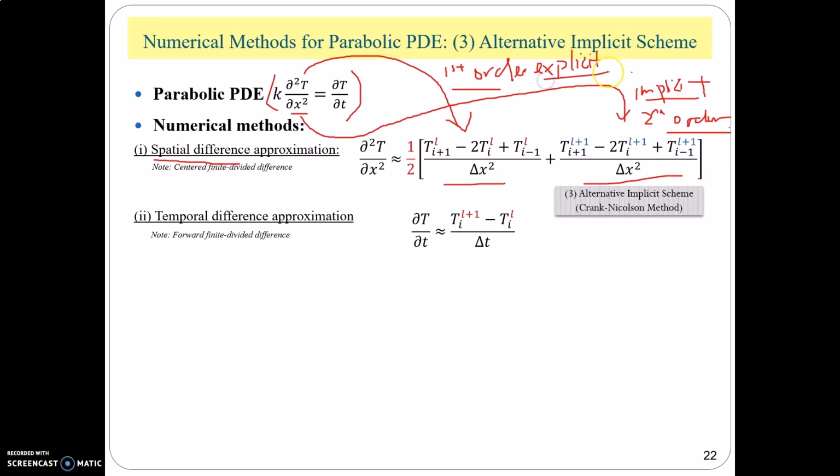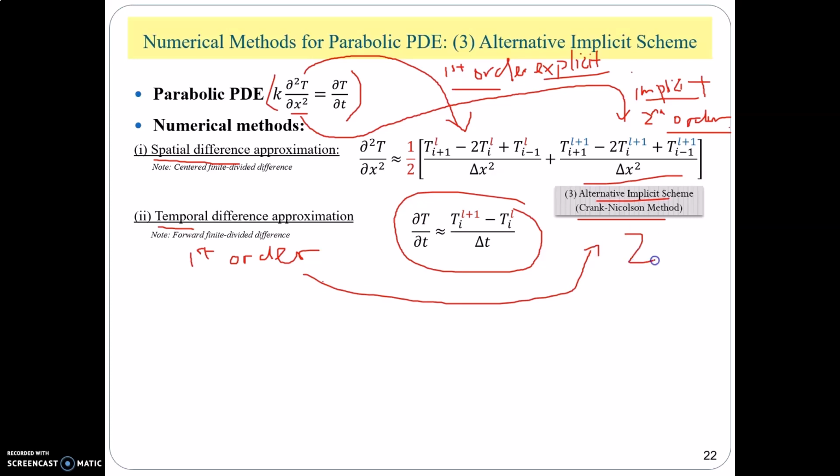However, for the explicit and implicit methods, for the temporal difference approximation, the accuracy is still first order. So in order to improve this accuracy, an alternative implicit scheme, called the Crank-Nicolson method, is introduced in order to increase the accuracy of the temporal difference approximation from first order to second order accurate.